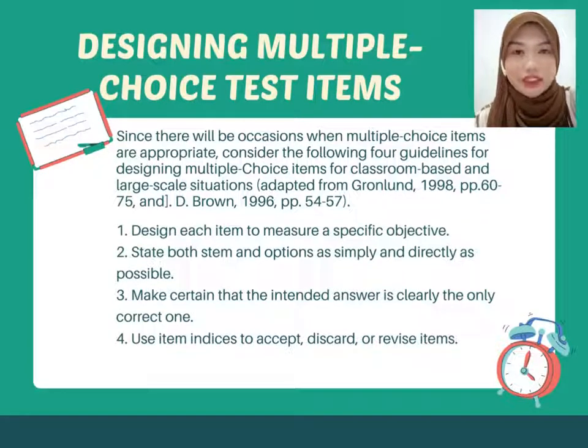Okay, the next material is about designing multiple choice test items. In designing multiple choice tests, there are 4 guidelines. The first, design each item to measure a specific objective. Second, state both stem and options as simply and directly as possible. Third, make certain that the intended answer is clearly the only correct one. And the last, use item indices to accept, discard, or revise items.